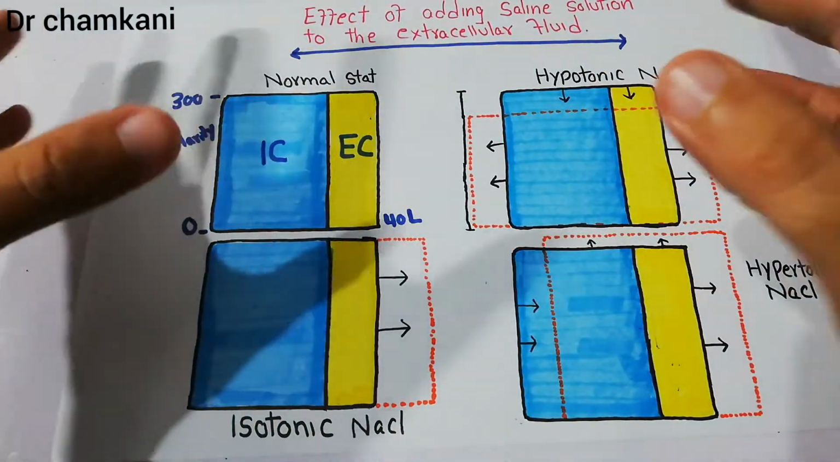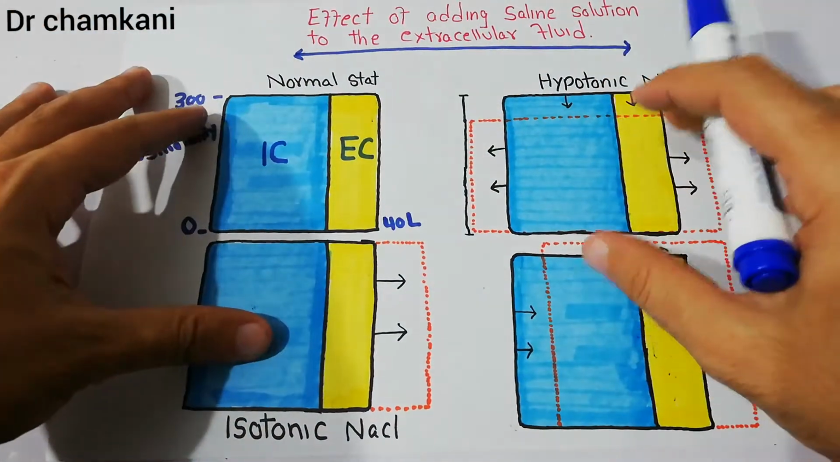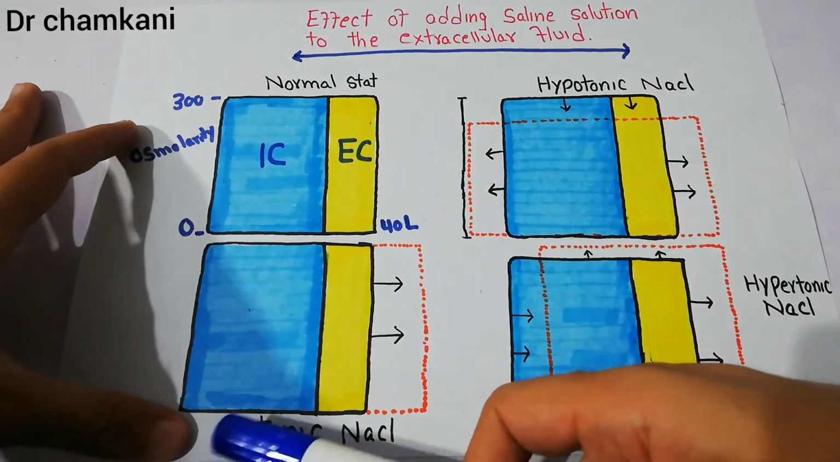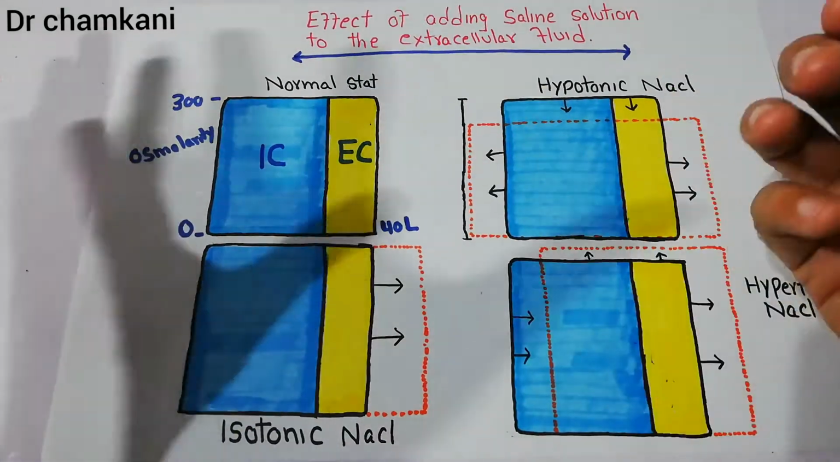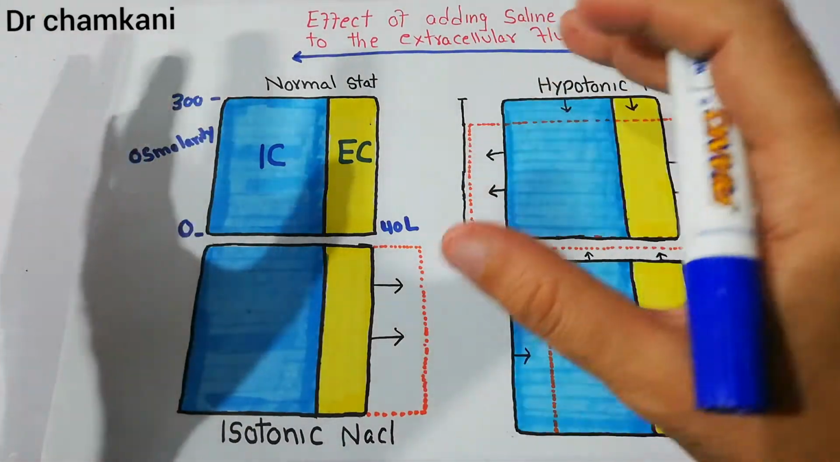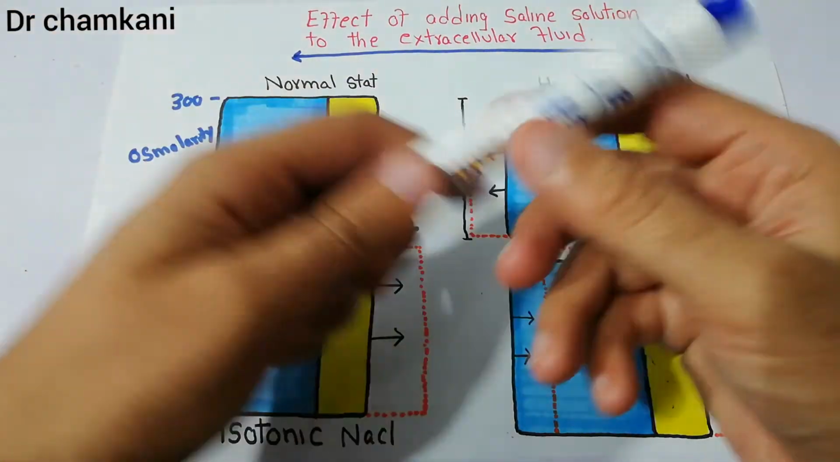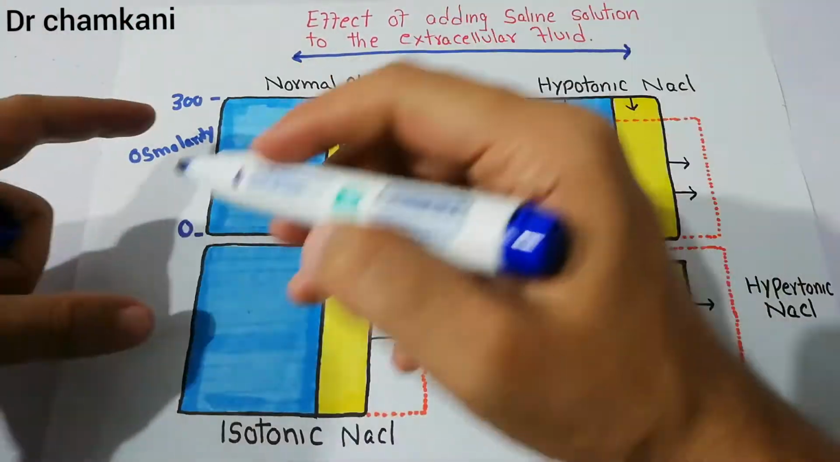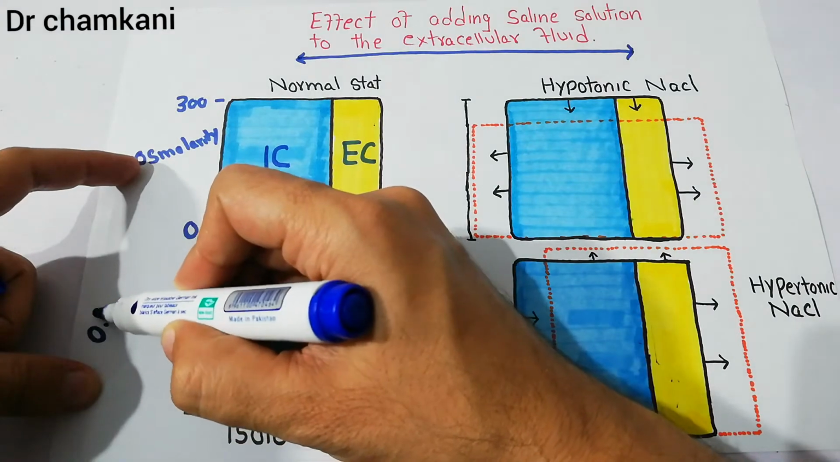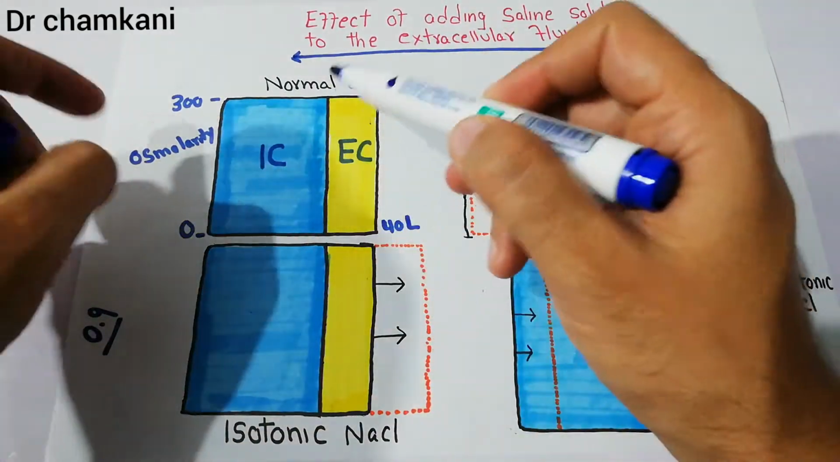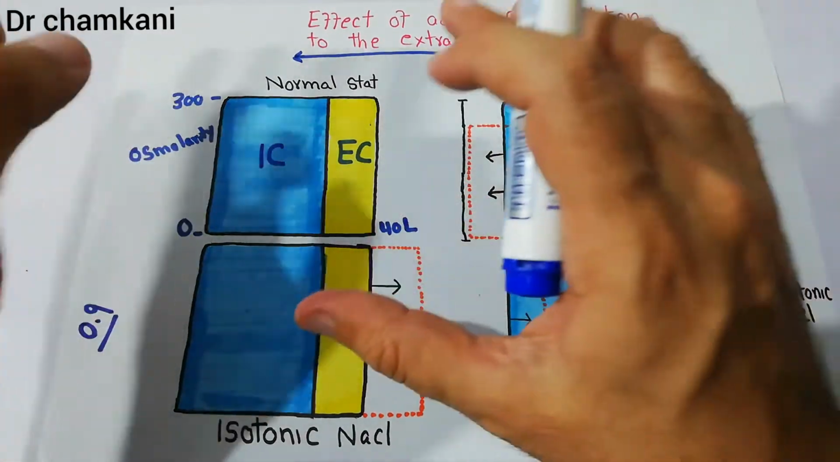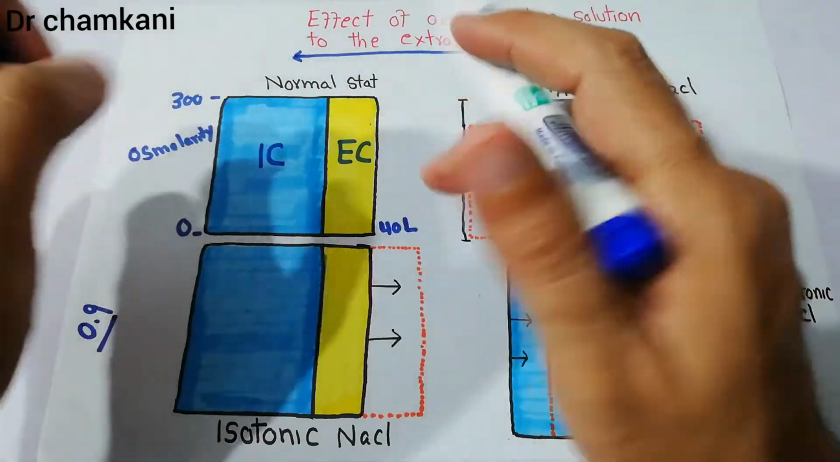Now, we will see what happens if we add different types of solution. First of all, we will add the isotonic saline. Now, isotonic saline is a saline with osmolarity of around 0.9. Now, 0.9 is the normal osmolarity of normal body fluids.